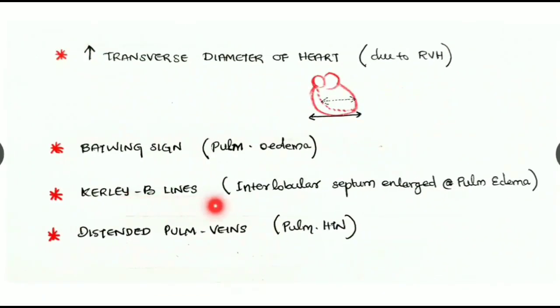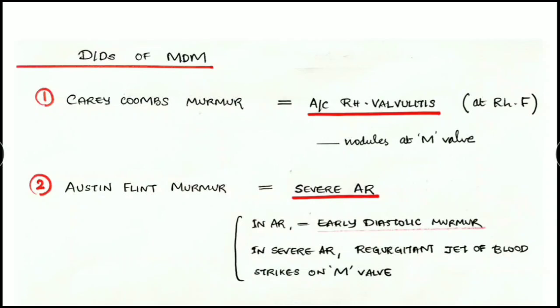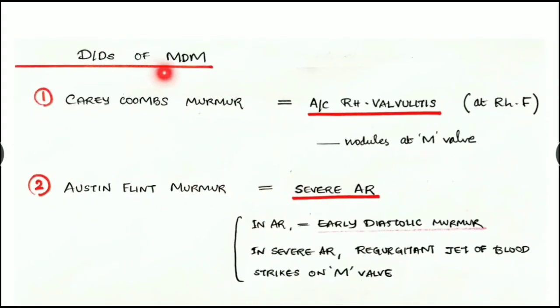Next are the Kerley B lines, which are the interlobular septa that are enlarged in pulmonary edema. And lastly, we are able to see distended pulmonary veins, which are due to pulmonary hypertension. Next, we have to see the differential diagnosis of the mid-diastolic murmur. The mid-diastolic murmur can be heard in acute rheumatic valvulitis, that is the Carey-Coombs murmur. It is seen in rheumatic fever.